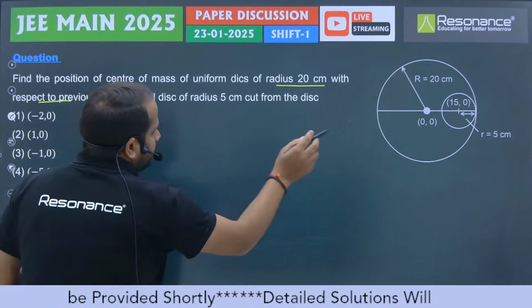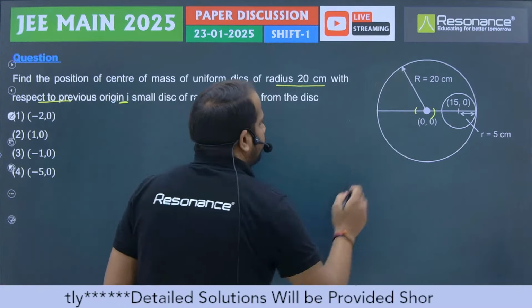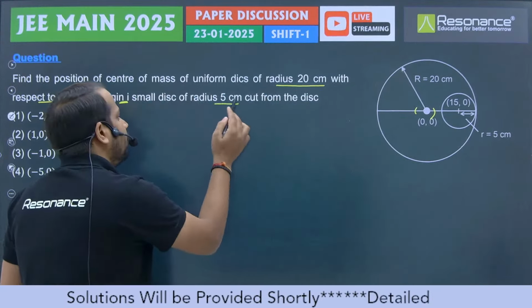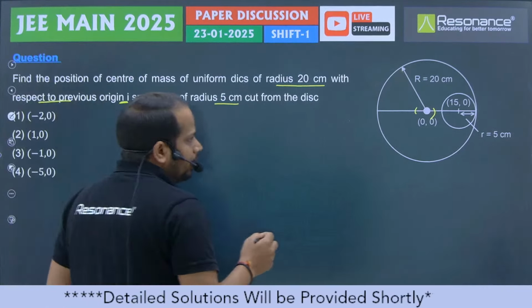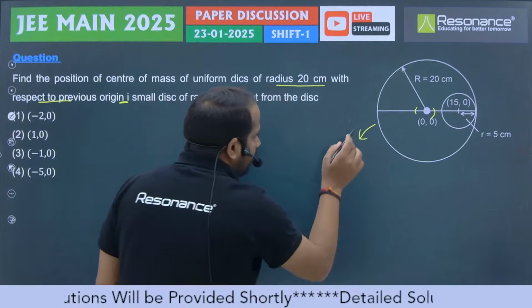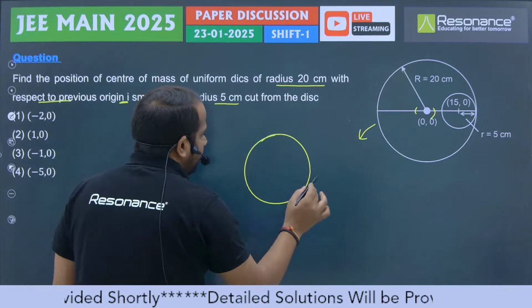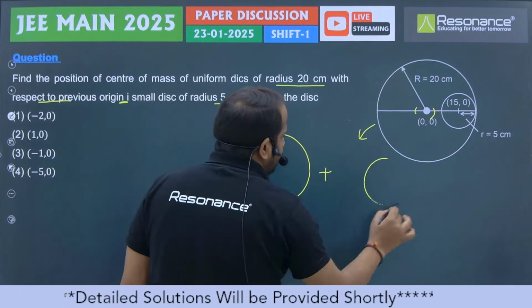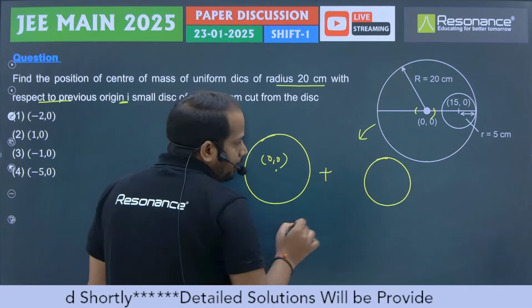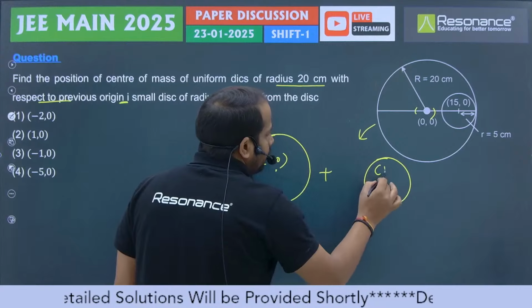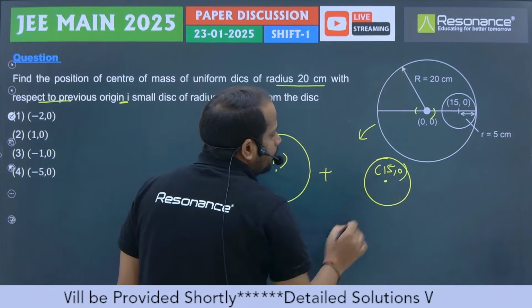Okay, this is the previous origin we have. Initially it's given, right? So they are saying if we are cutting a 5 centimeter disk from it, then what will be the center of mass over here? Now you can see how we are solving it, right? You can just take this one as a complete disk plus this cavity over here, right? The origin is over here, and for this one the coordinate is given as 15, 0, right?